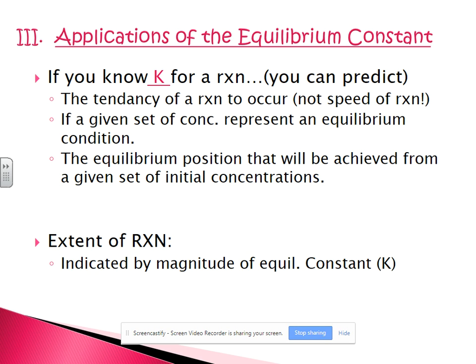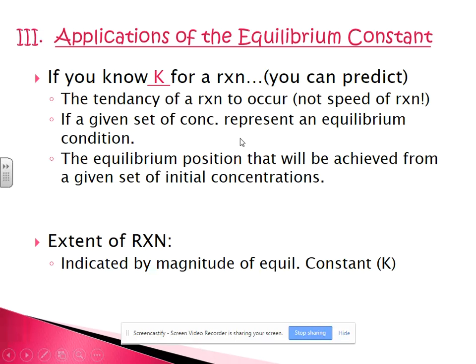The next part of our lesson is on applications of the equilibrium constant. So we've looked at how to determine the law of mass action and then how to calculate K for a reaction. So now we're going to talk about what is the usefulness of this value for K. If you know your K, you can predict the tendency of the reaction to occur.